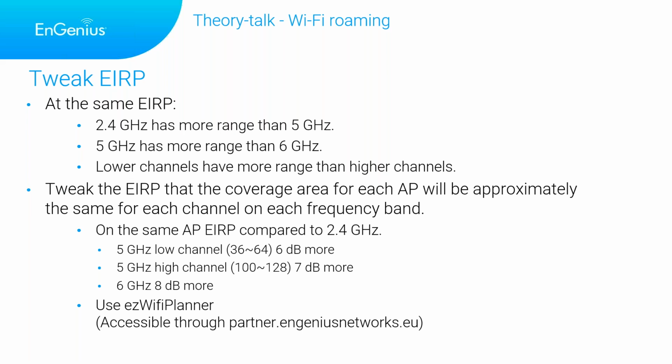If you want to plan this out, you could use something like our Easy Wi-Fi planner, which is accessible through our partner site. If you put in all the different access points in the Wi-Fi planner, it will show you the power that is required to tweak your ERP.